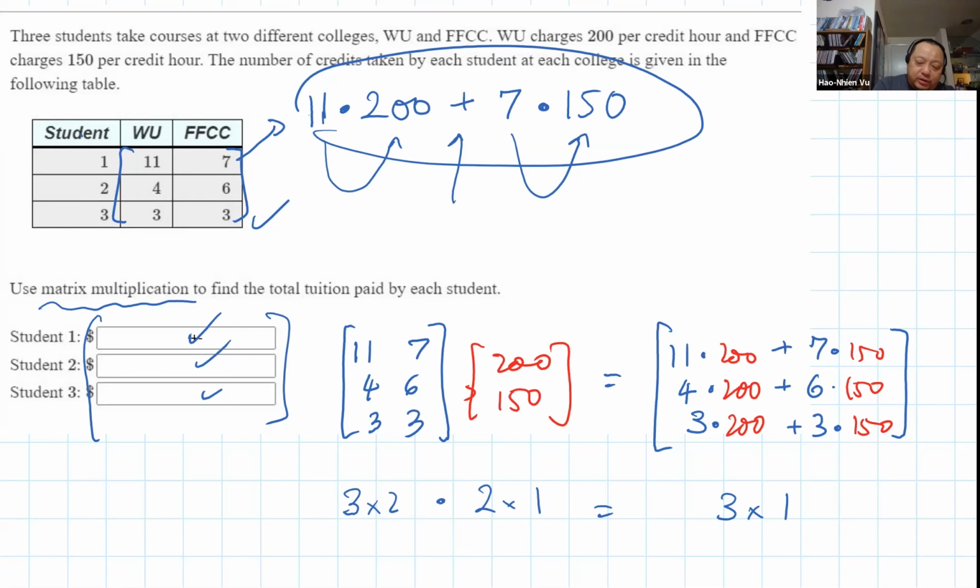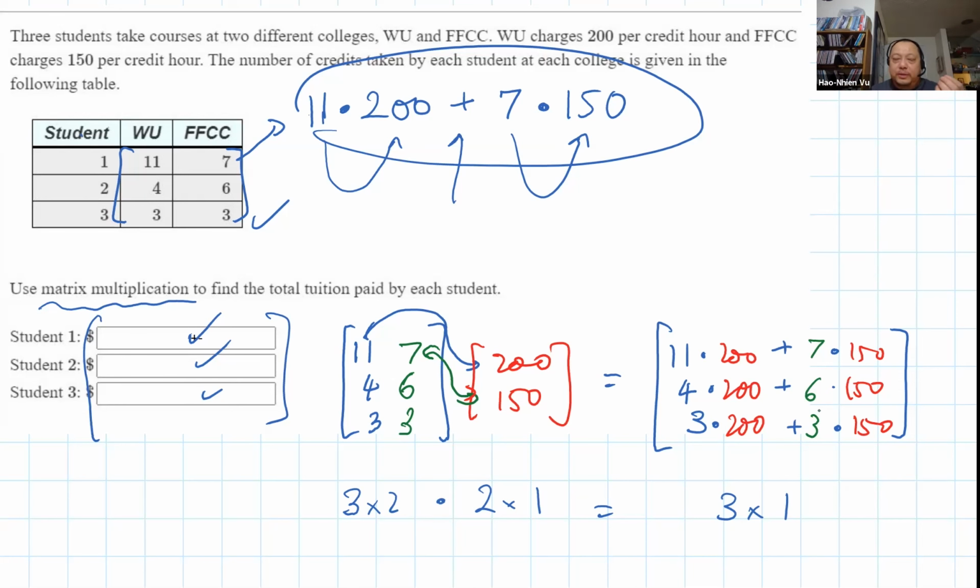And in fact, if I change color again, I change the 7, 6, and 3 into green, and you can see that it corresponds. The 7 and the 150 go together. 11 and the 200 go together. When you multiply matrices, you take a row times a column by sort of matching the entries. So that's how you realize that this can be done with matrices. Of course, like I said, you can also do it without matrices, but that's not the point.